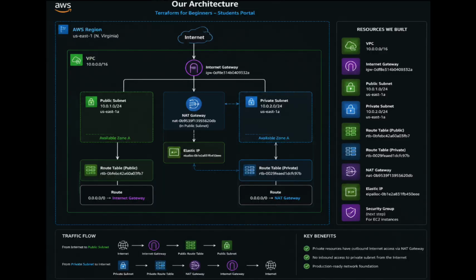We've built the network path itself, but there's one final networking component we promised at the beginning of the episode: security groups. Route tables decide where traffic goes. Security groups decide what traffic is allowed. So before we close this chapter, let's create one security group for the Students Portal Network.